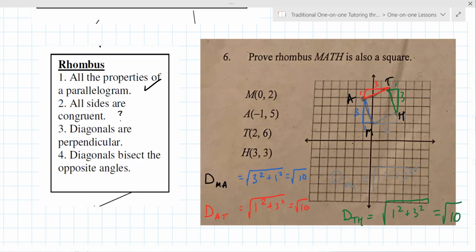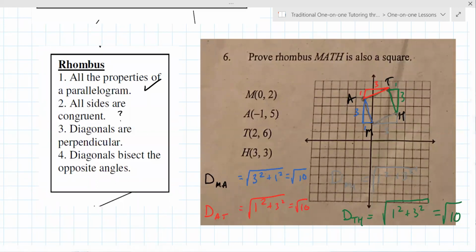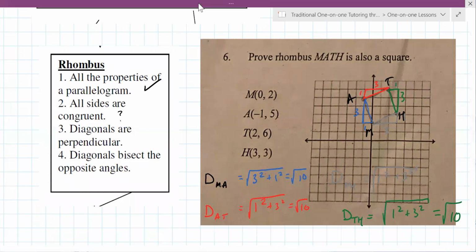Okay, so that's unfortunately not enough, because a rhombus, a square has all sides congruent. So you got to do something else. And the big one with the square, the differentiator with the square, is that the slopes meet at 90-degree angles, or the slopes are perpendicular.